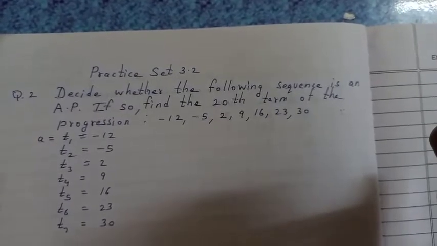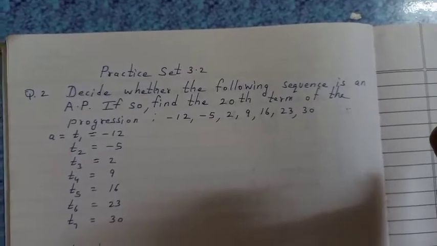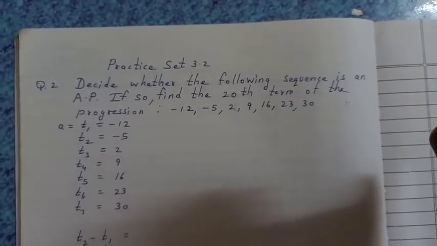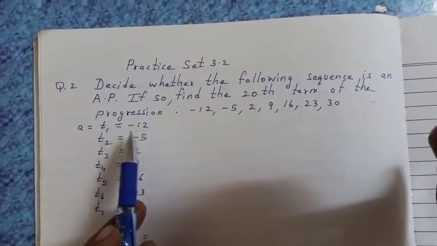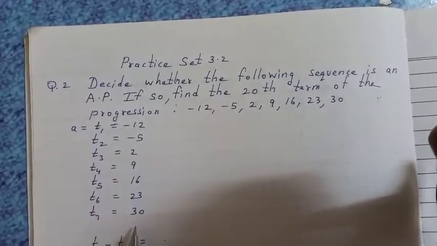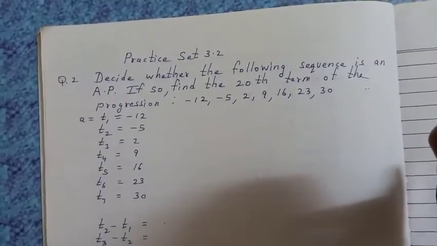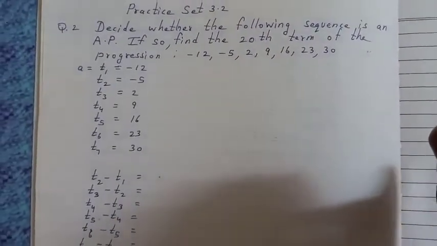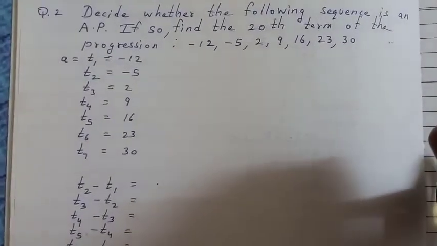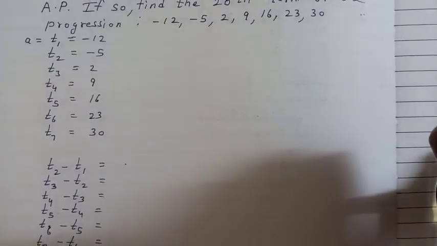The sequence given to you is: minus 12, minus 5, 2, 9, 16, 23, 30. These are all the terms of the sequence. So write it down: A is the first term. I have written all the terms of the sequence: T1, T2, T3, T4, T5, T6, T7. Now next, I have to check whether it is an AP. To check, what do we have to do? Find the difference between any two consecutive terms. Now let us find the difference between any two consecutive terms.